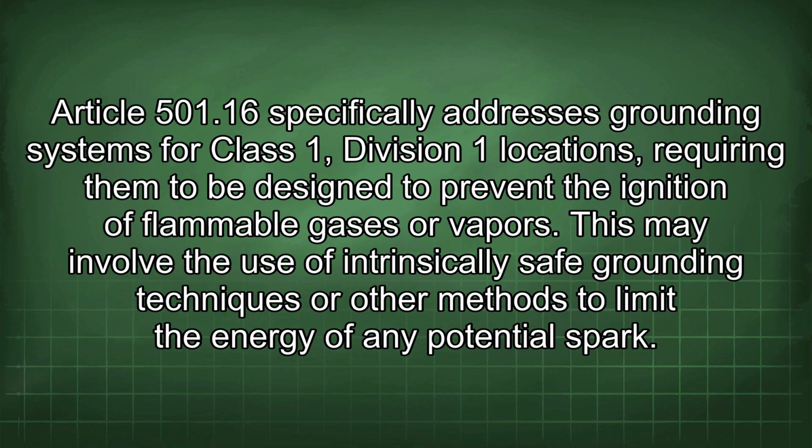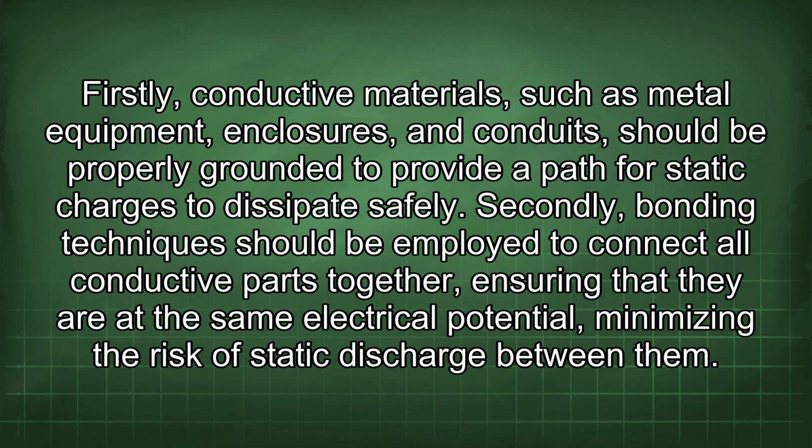Article 501.16 specifically addresses grounding systems for Class 1, Division 1 locations, requiring them to be designed to prevent the ignition of flammable gases or vapors. This may involve the use of intrinsically safe grounding techniques or other methods to limit the energy of any potential spark. Firstly, conductive materials such as metal equipment, enclosures, and conduits should be properly grounded to provide a path for static charges to dissipate safely.